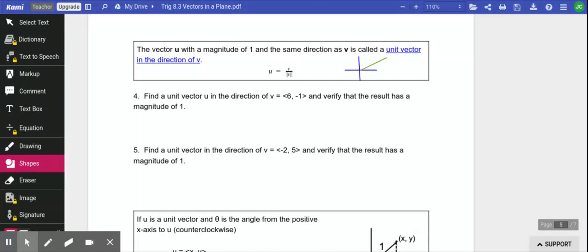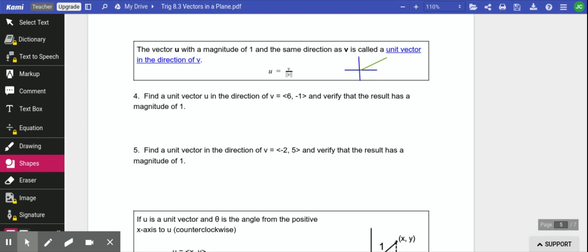All right, if we have a vector u, it can be any length, but a lot of times what we want to do is if we have a vector, we might want to scale it down so that it's a unit vector, but in the same direction. Let me show you what I mean about that.